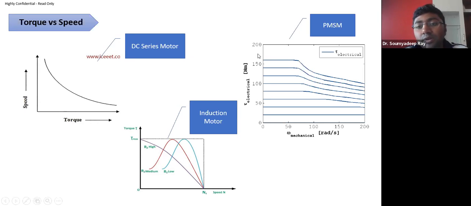So at the starting, torque should be very high. After that, as the speed increases, your torque requirement goes down. The same concept here. If you see the PMSM motor curve, it follows the same kind of curve. Though somewhere the DC series motor and induction motor relate to it, PMSM is closely suitable with the operation.